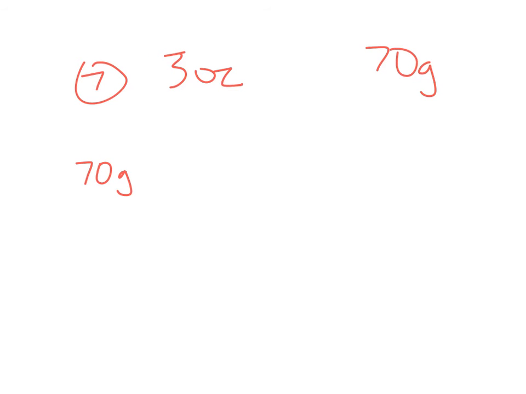All right, let's look at number 7. We have 3 ounces to 70 grams. Which one do we want to change? Ounces to grams or grams to ounces? Grams. All right, so we're going to do the 70 grams. So is there a conversion straight from grams to ounces? Yes there is.